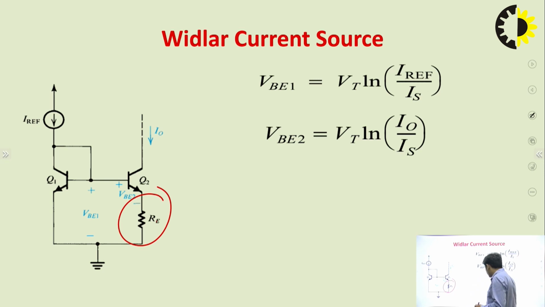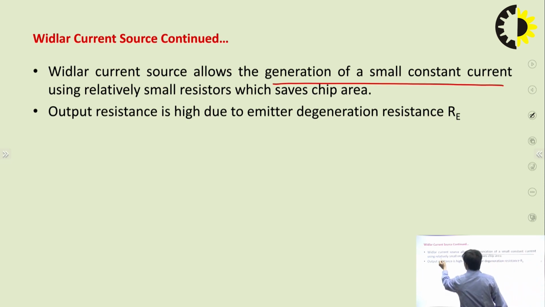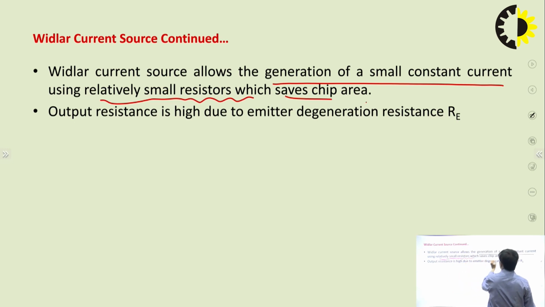So the advantage of Widlar current source is that it allows the generation of a small constant current using relatively small resistors, which saves chip area. And this small value of current is very much required, like in the 741 IC. We use Widlar current source at the input side. And also the output resistance of Widlar current source is high due to the emitter degeneration resistance. Like you have studied this emitter degeneration resistance in biasing, this Re provides negative feedback.